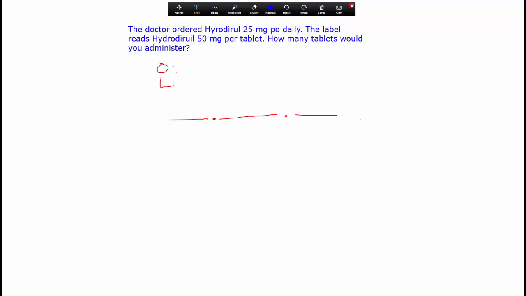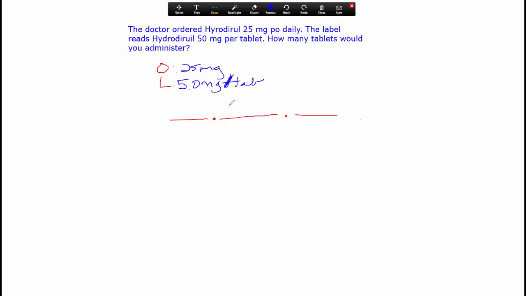Okay, this question is going to be super easy for some folks and not so easy for others. The doctor ordered hydrochlorothiazide. I think I spelled that one wrong. I spelled both of them wrong, but anyway, that's on number 4. So the doctor ordered this medicine, 25 milligrams PO daily. So we have 25 milligrams as my order. Apologize for the handwriting. Okay. The label reads 50 milligrams per tablet.